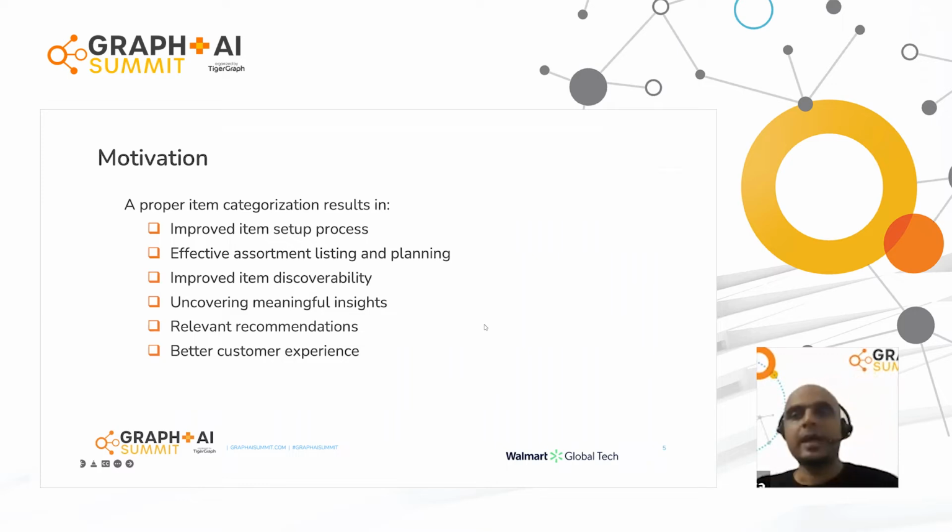Post listing, item discoverability is another important aspect. By item discoverability, I mean how easy it is to locate an item on the website. So if there is a proper item category mapping, then in that case, customers will be able to navigate through those hierarchical categories, and even during search, they'll see the relevant search results.